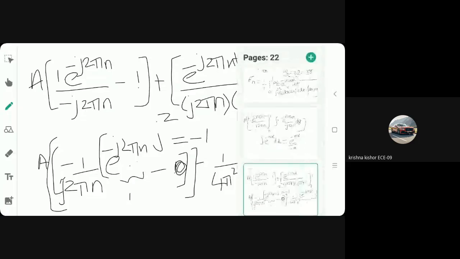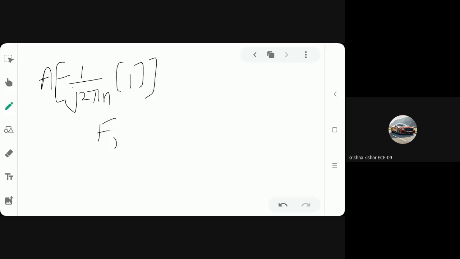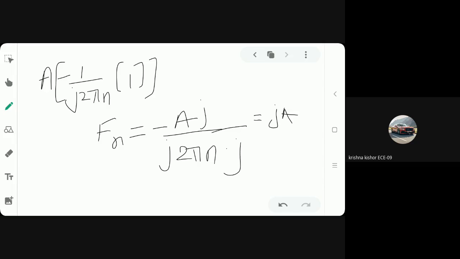So next, thus far what is the answer? A into minus 1 by j 2 pi n into e power j 2 pi n is 1. So therefore what is fn equal to? Minus a by j 2 pi n. Now suppose you multiply and divide the denominator with j. Then you have in the denominator j square. J square is equal to minus 1. So therefore this minus minus will get cancelled. So fn equals ja by 2 pi n.